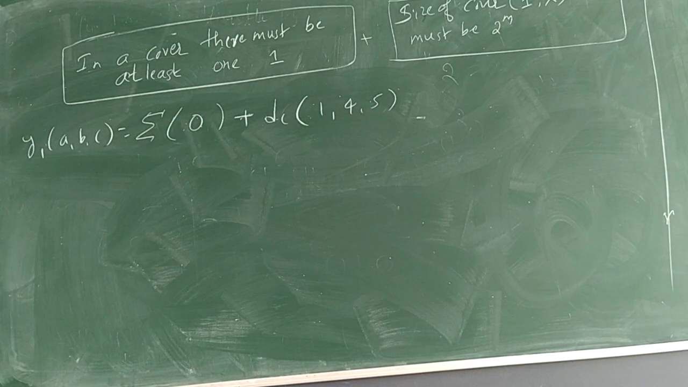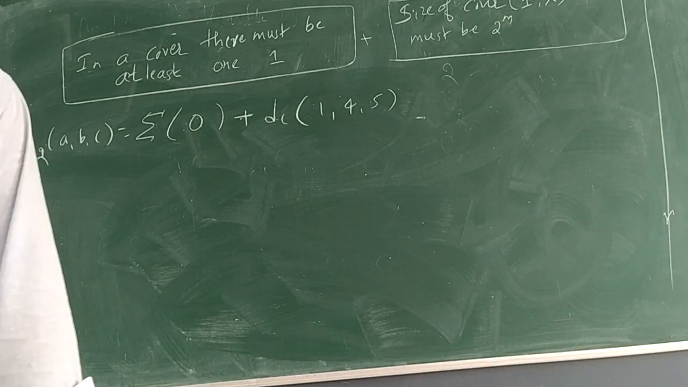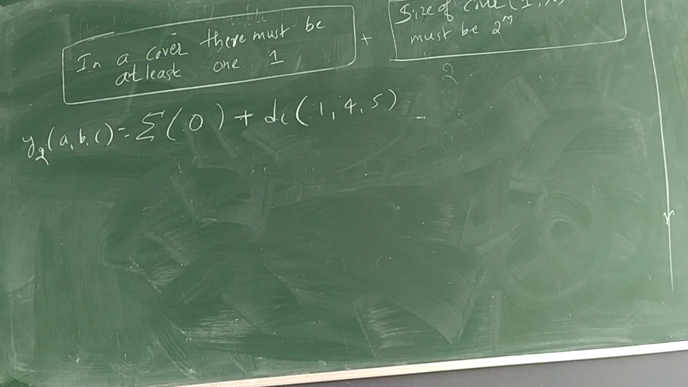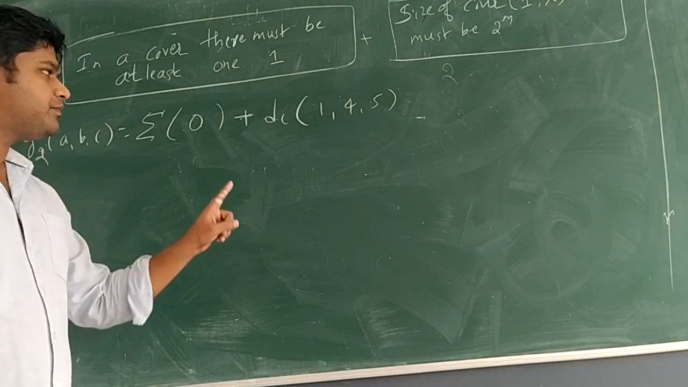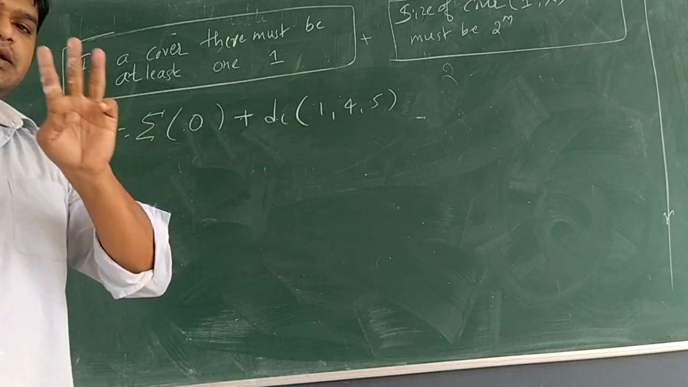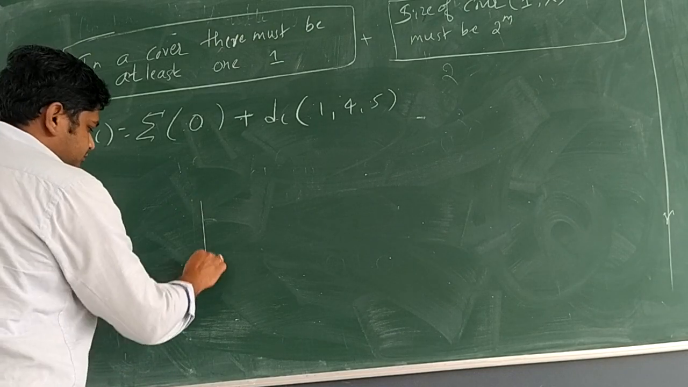See, the problem is: y2 is a digital function for 3 variables a, b, c. Summation has only one element, that is 0. Don't care has 3 elements, 1, 4, 5. Okay, let's solve this.